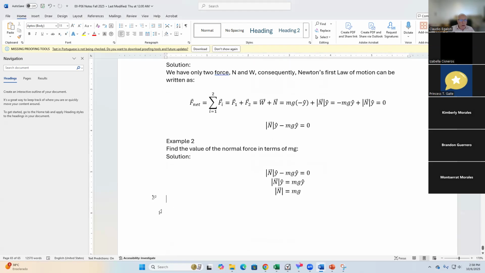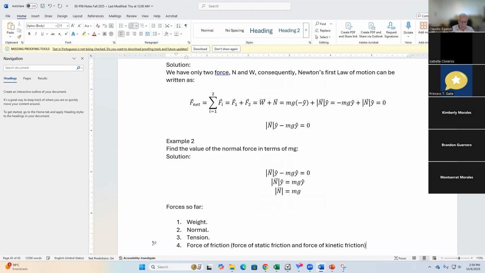Now let's review the forces so far, right? Forces so far. One, weight. I introduced you to the weight. I introduced you to the normal force, the tension, and the force of friction. In reality, we have two forces of friction: force of static friction and force of kinetic friction. I didn't introduce you to force of kinetic friction yet, but at this point in time, you should know those forces.